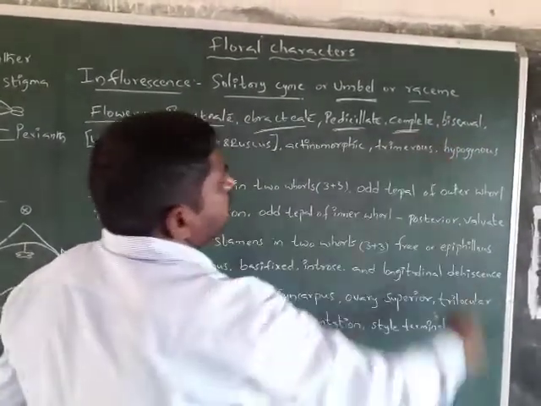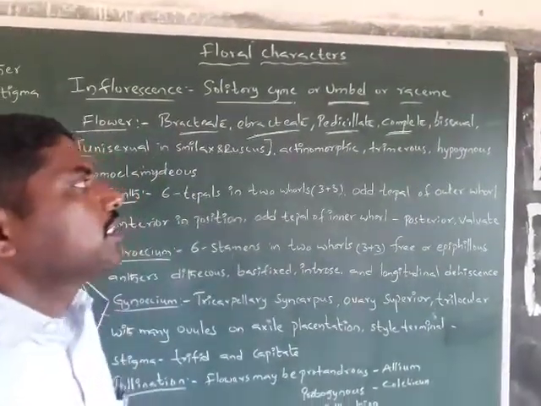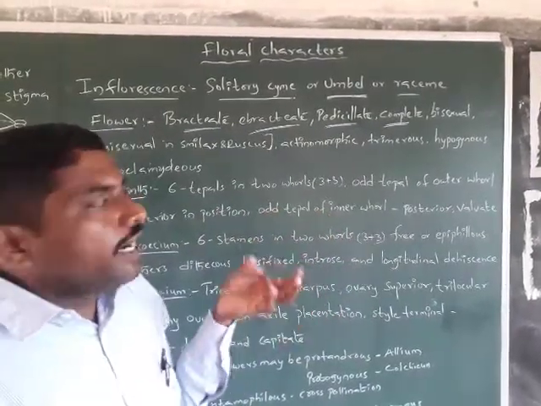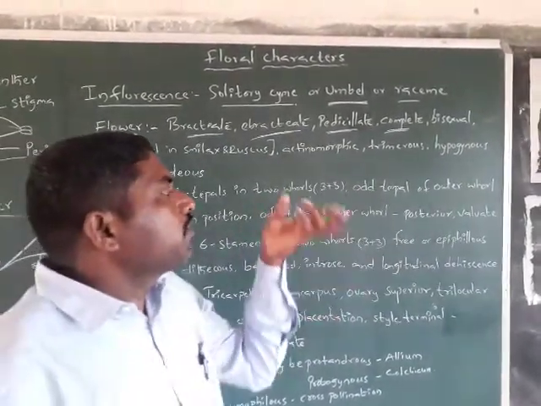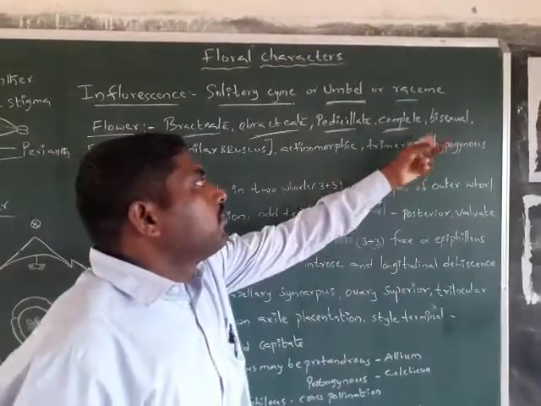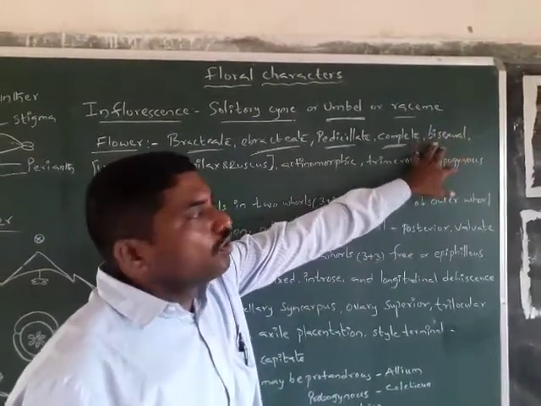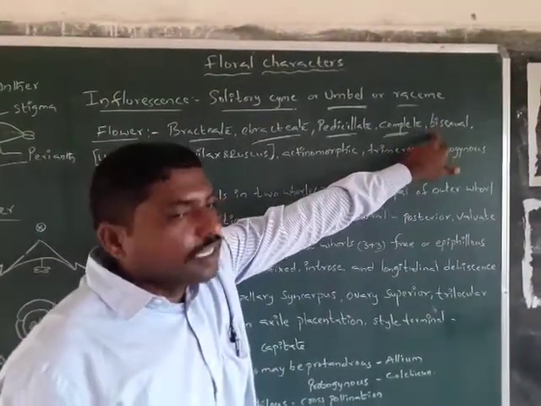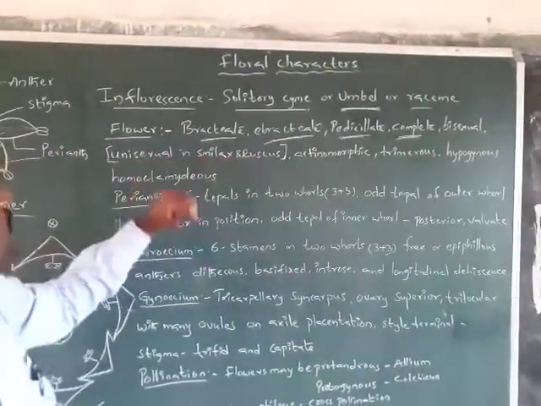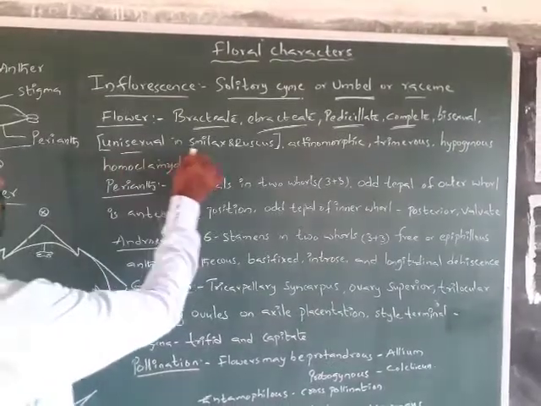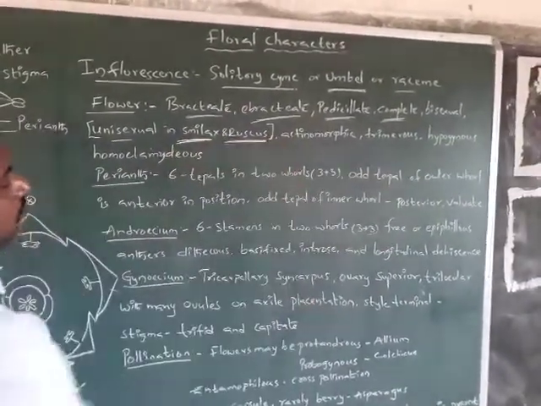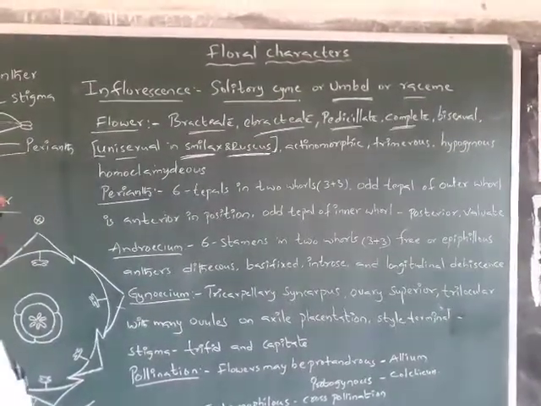And a complete flower. Here the flower which has all 4 whorls, that is the sepals, petals (like the perianth), androecium and gynoecium, is called a complete flower. And bisexual means the flower which has both androecium and gynoecium is called a bisexual flower. And some are unisexual flowers, which are present in Smilax and Ruscus.